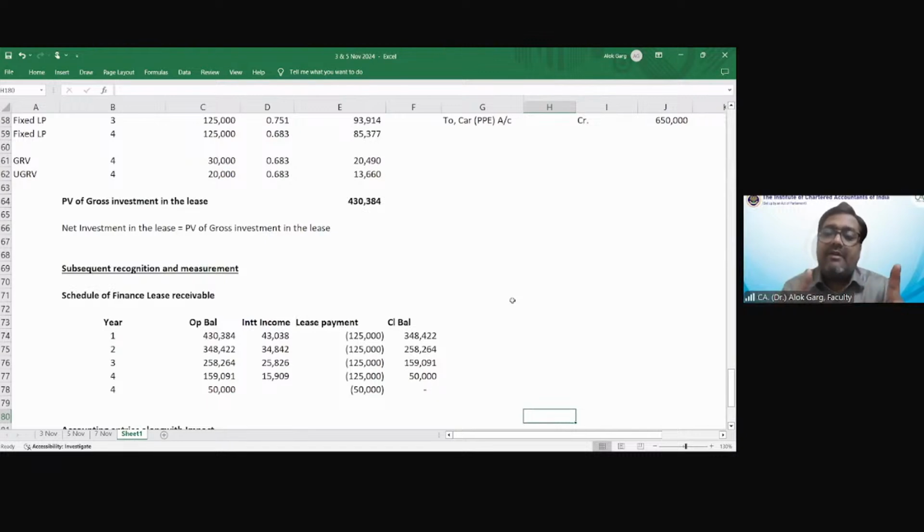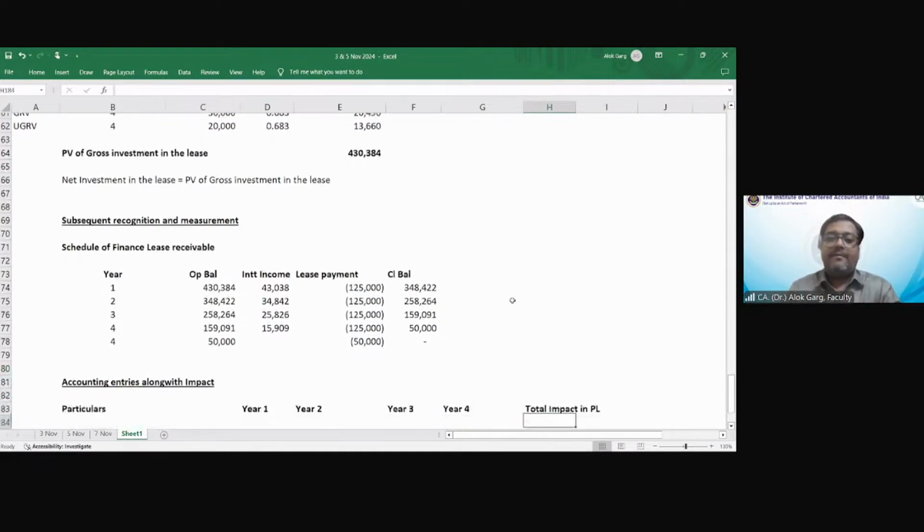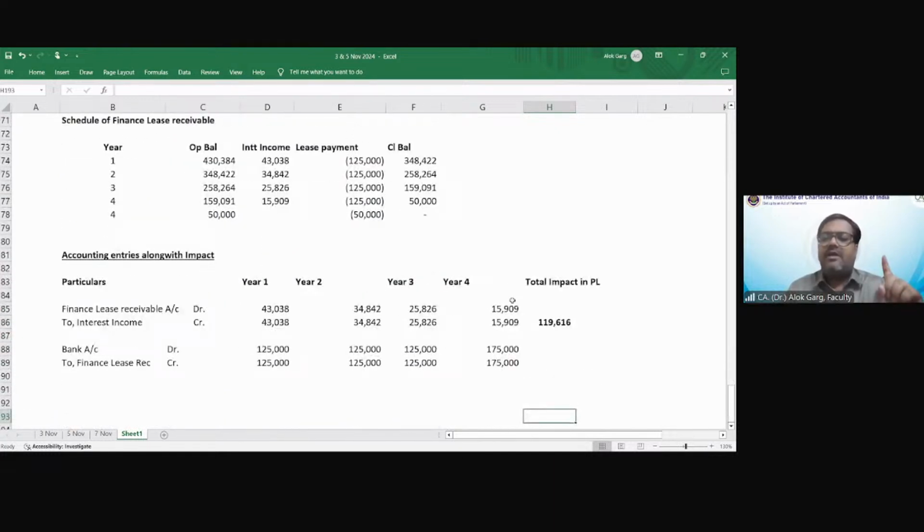And tomorrow I will be covering one of the complex questions on the finance lease in the books of the lessor. Intentionally I'm not covering it right now, because I need to cover the sublease concept first. Then I will cover that one complex question from the ICAI study material. Only one question on this, 9,091, manufacturer dealer lessor.